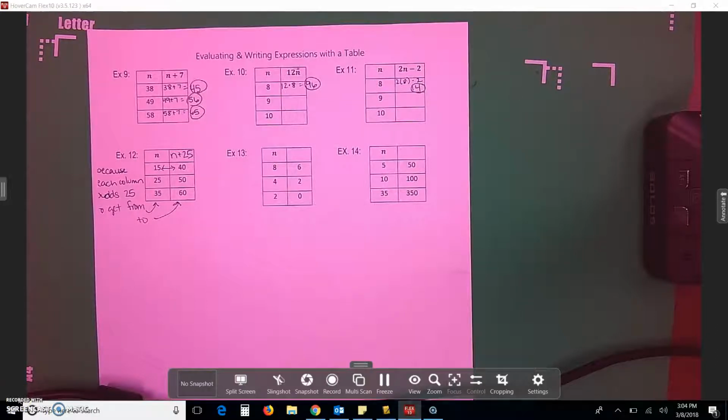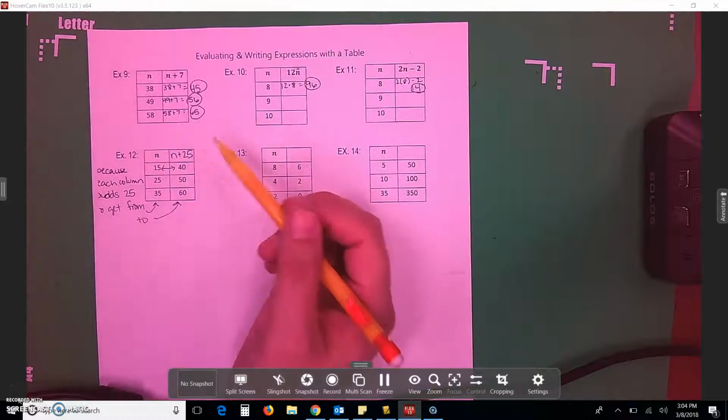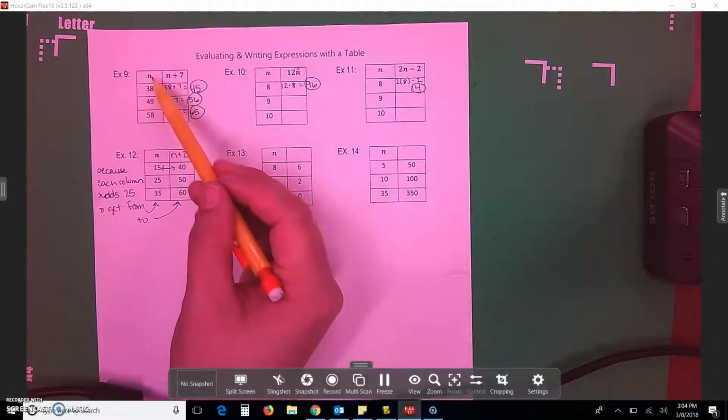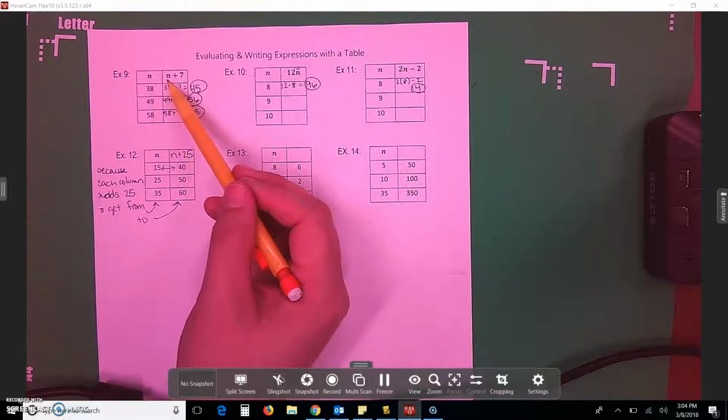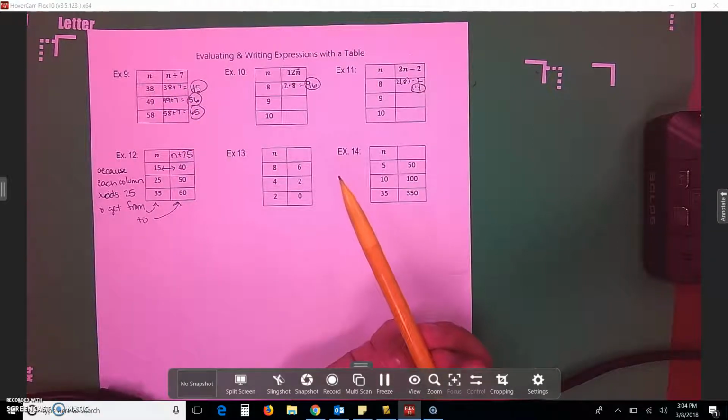Okay, I was wrong. 5A wouldn't let me record anymore. So, second video, 5B. This is for using tables. Still the same thing. It tells you what the variable is, and you just have to plug it in. So a few are done for you.